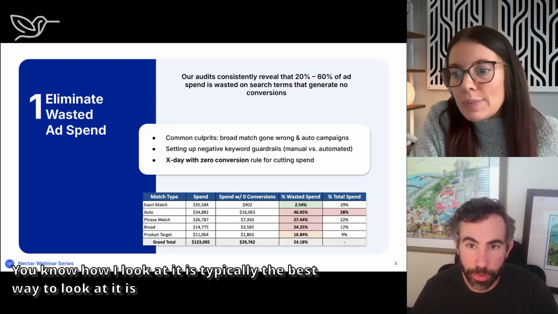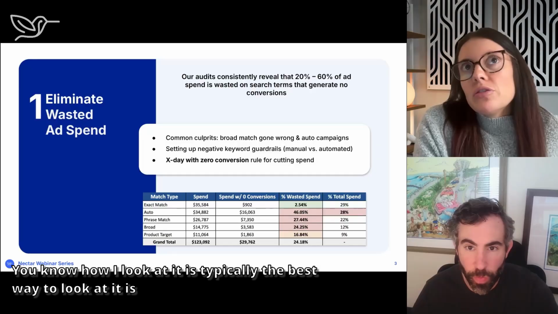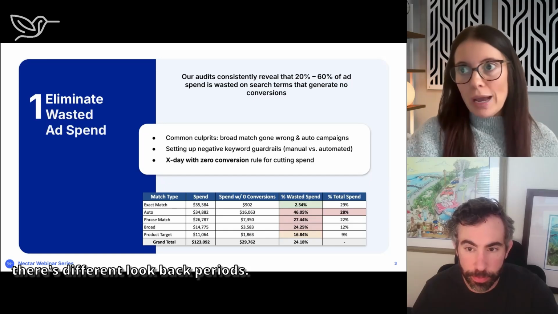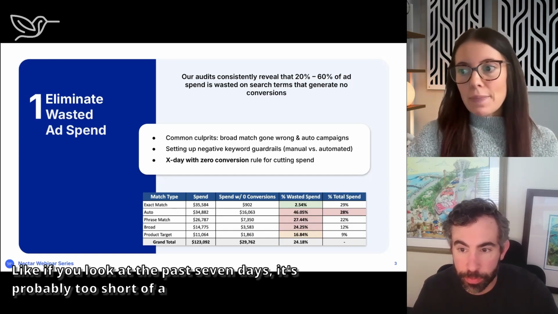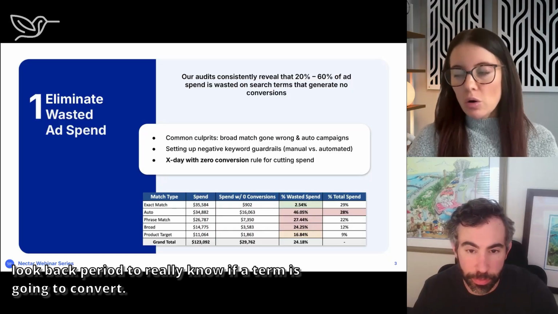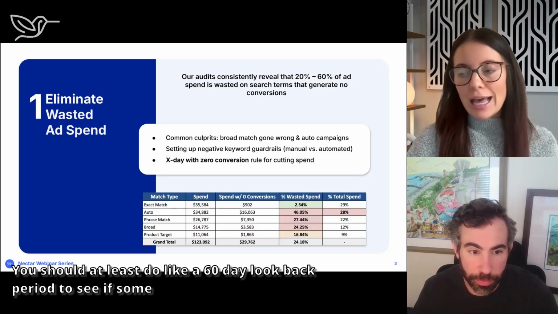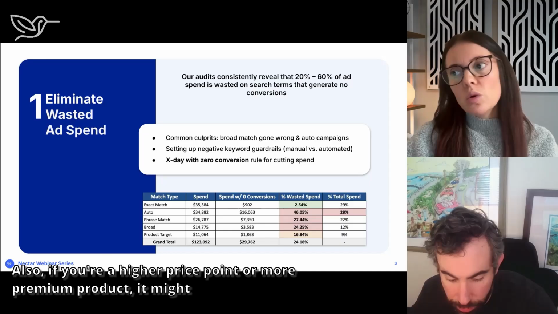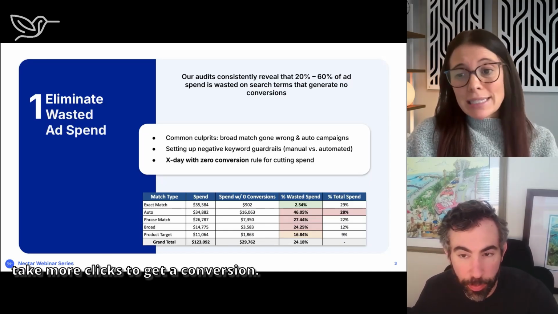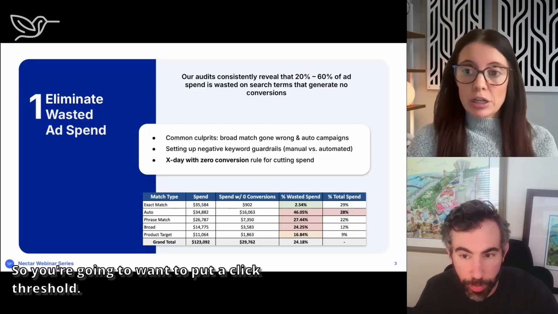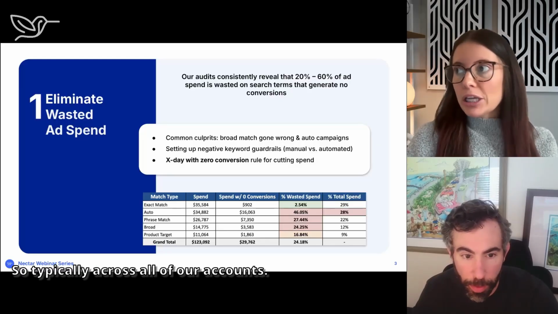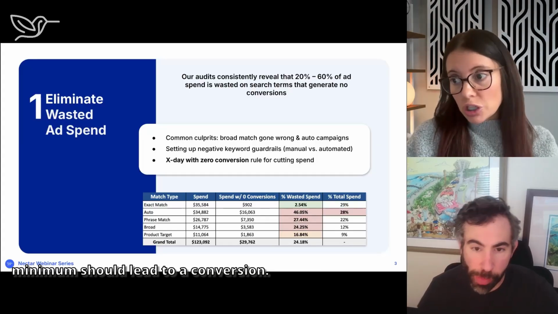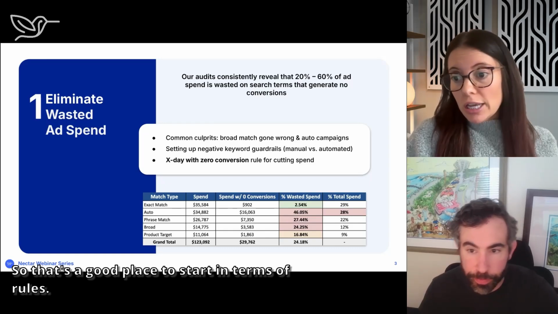But yeah, wasted spend, how I look at it is typically the best way to look at it is you can look at it as a whole, anything that's not converting. And there's different look back periods. Like if you look at the past 7 days, it's probably too short of a look back period to really know if a term is going to convert. You should at least do like a 60-day look back period to see if something's typically wasted spend. Also, if you're a higher price point or more premium product, it might take more clicks to get a conversion. So you're going to want to put a click threshold. Typically across all of our accounts, and again, this can change, the average is every 10 clicks at minimum should lead to a conversion. So that's a good place to start in terms of rules.